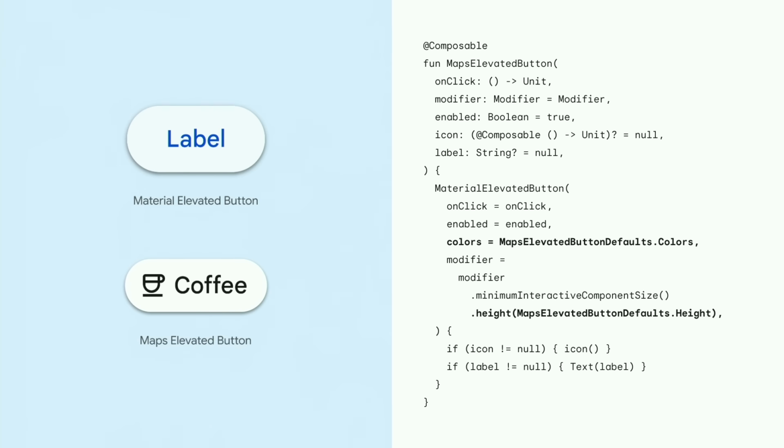To do this, we just wrapped the Material elevated button with our own composable, setting the colors and height of the component to match our design specs. Additionally, we wanted to ensure our developers only use icons and text labels inside the button. So we replaced the composable content slots with icon and label parameters to ensure consistency across the app.